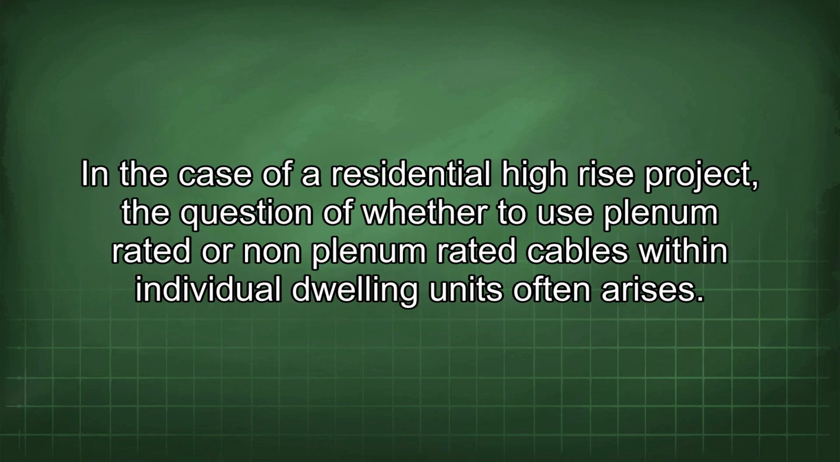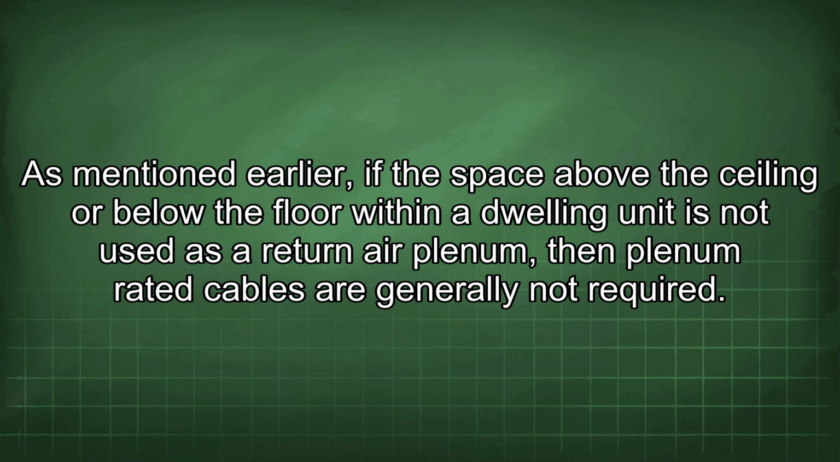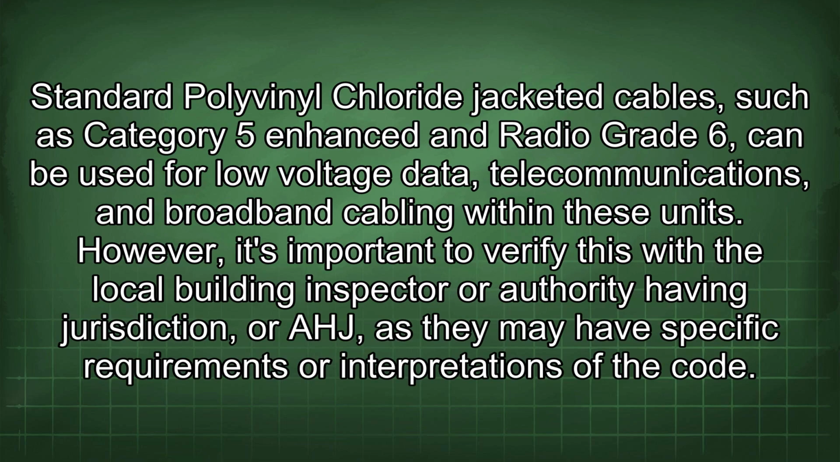In the case of a residential high-rise project, the question of whether to use plenum-rated or non-plenum-rated cables within individual dwelling units often arises. As mentioned earlier, if the space above the ceiling or below the floor within a dwelling unit is not used as a return air plenum, then plenum-rated cables are generally not required. Standard polyvinyl chloride jacketed cables, such as Category 5 enhanced and Category 6, can be used for low voltage data, telecommunications, and broadband cabling within these units.